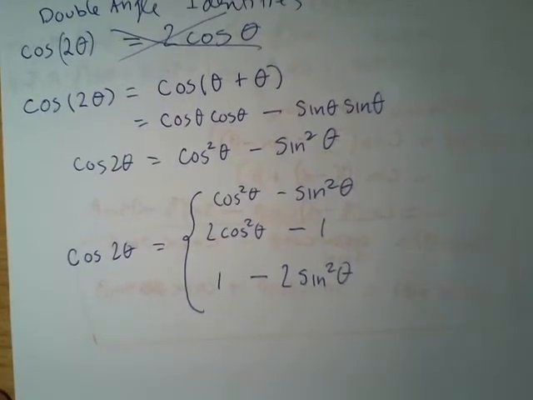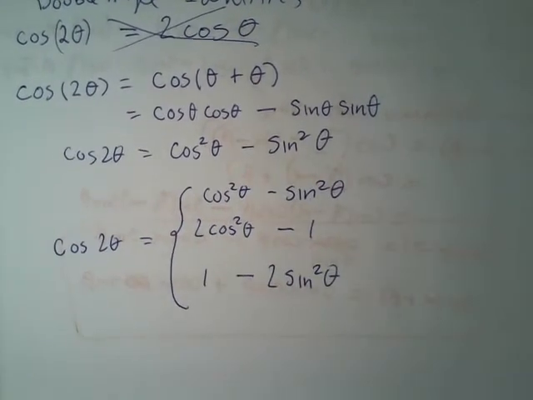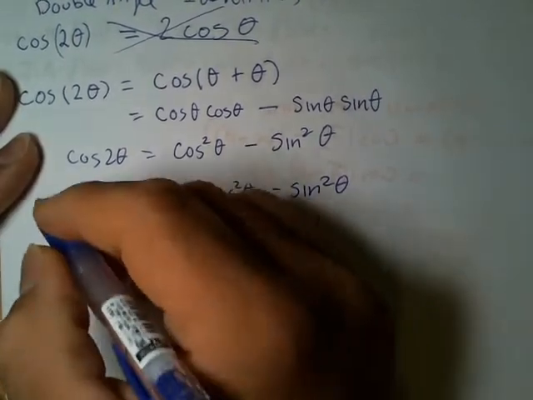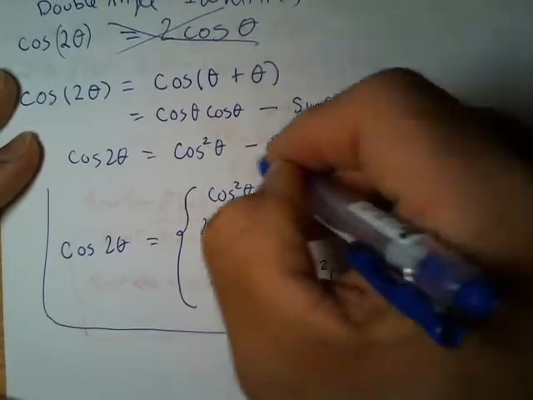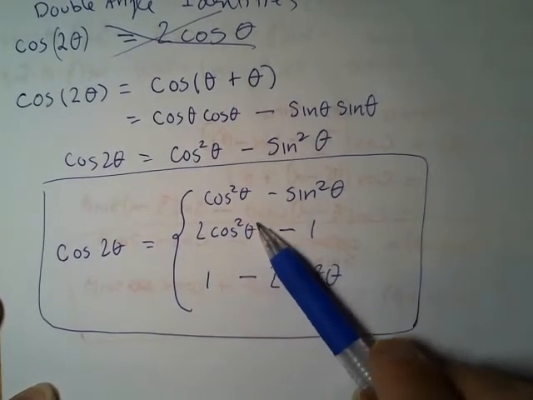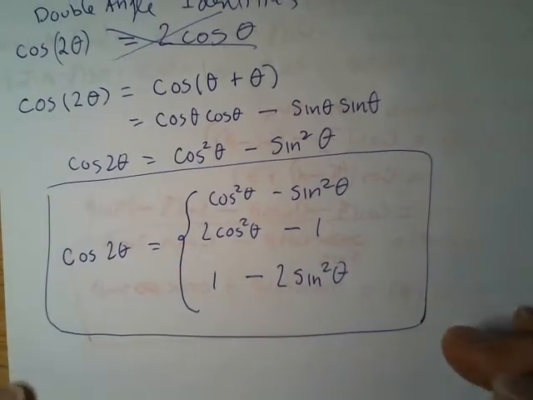Again, these all come from substituting in for sine squared here and cosine squared up there using the Pythagorean identity. So that is our double angle formula for cosine of 2 theta. Three different representations, and these are equal. Depending on what you know about an angle, that's the one you'll use. Sometimes it's easier to use this one, but other times maybe you don't know sine, so maybe it's easier to use that one. It just depends on the context.